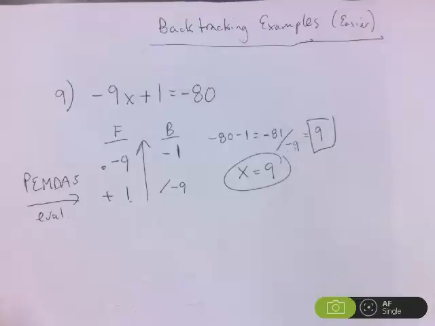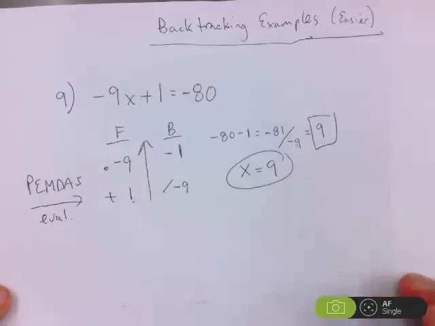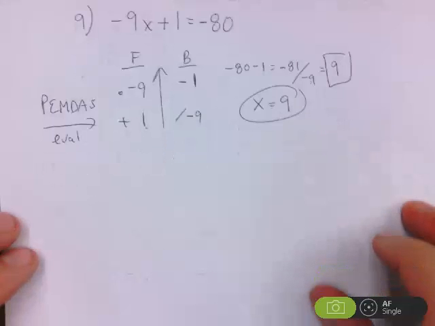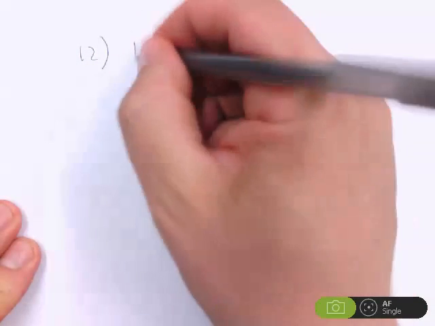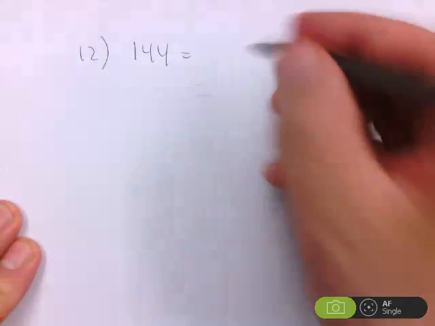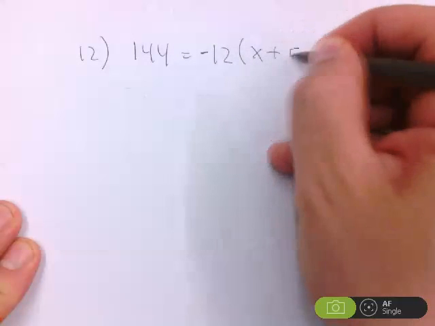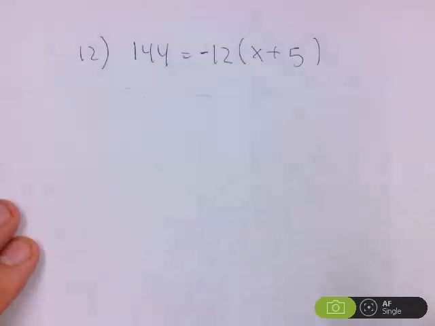All right, let's try another one. I'm going to look at number 12 on the same sheet. This is page 32 in your course pack. We're going to look at number 12: 144 equals negative 12 times the quantity x plus 5.